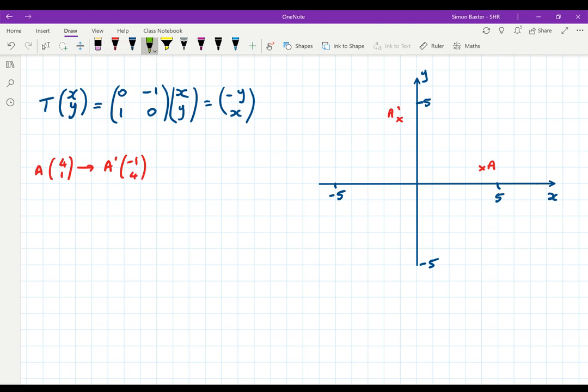Okay, let's try B at (-5, 1). This will be mapped onto B dashed. The first coordinate is minus the y-coordinate, minus 1, and the second coordinate is just the x-coordinate. So if that is (x, y), this is (-y, x). So B starts off at (-5, 1), and B dashed is at (-1, -5). Well, let's take one more point, then we might be able to see what's happening. We might still not be able to see what's happening.